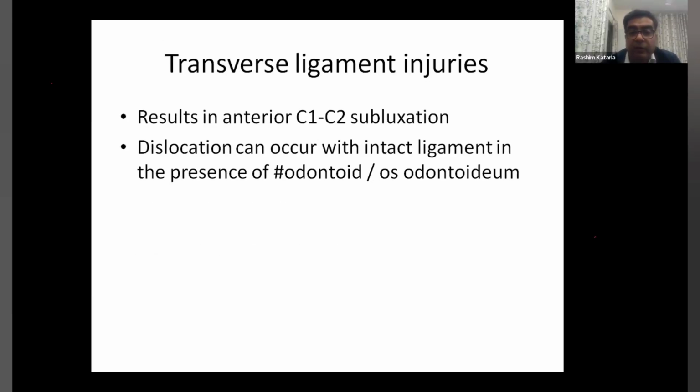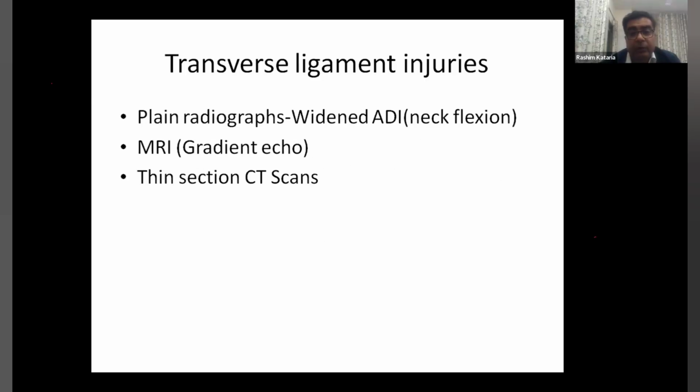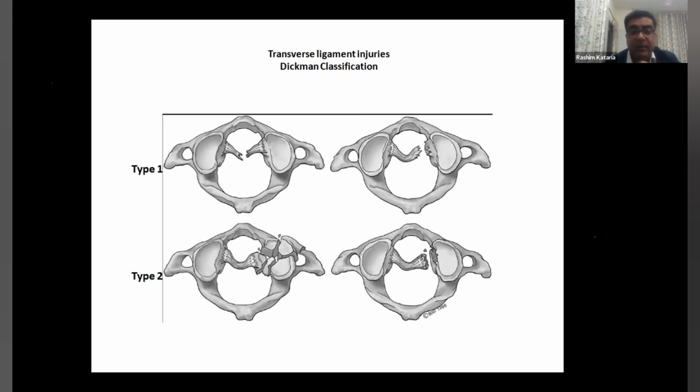So the transverse ligament injuries result in anterior C1, C2 subluxation and dislocation. This is very important. The C1, C2 dislocation can occur with intact ligament in the presence of a fracture odontoid or os odontoideum. This is very important for the young viewers. So the MRI is also a diagnostic modality in knowing the transverse ligament injuries, along with thin cut CT scan and X-rays.